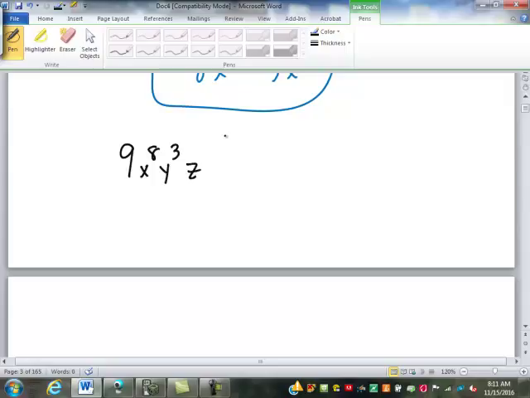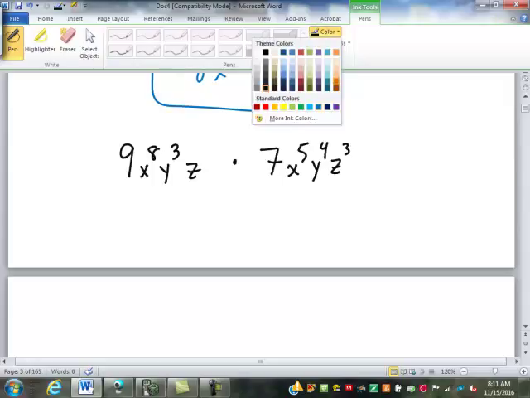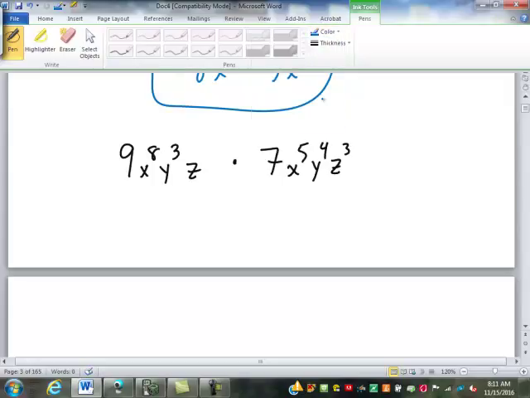9x to the eighth, y to the third, z times 7, x to the fifth, y to the fourth, z to the third. And the way we handle this is we work with the count first, and we work with each variable or each name separately. So 9 times 7 is 63.